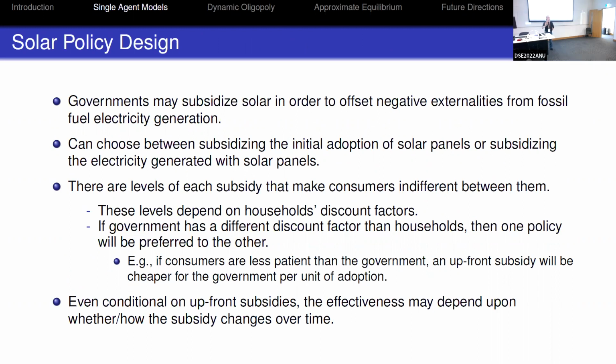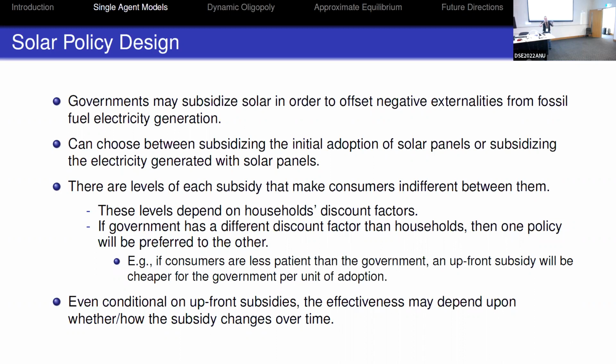But let's just say governments want to do this. So how should they do it? They can choose between that upfront subsidy or this generation subsidy. They can basically say for every megawatt hour, kilowatt hour of electricity that you produce, we're going to give you some money. They can give you that money by basically saying you're producing electricity and selling it into the grid at a higher price. They can give you that money by saying you don't have to pay for the electricity that you're using off the grid, things like that.